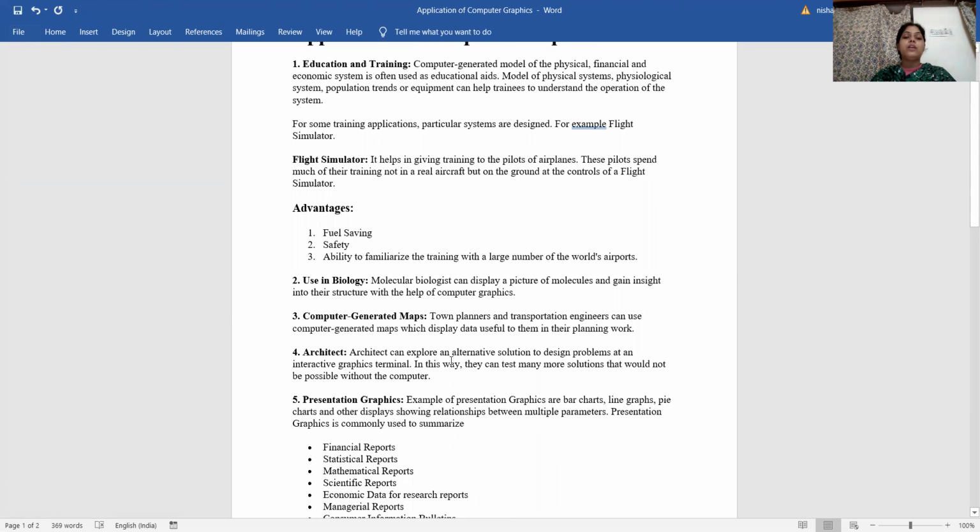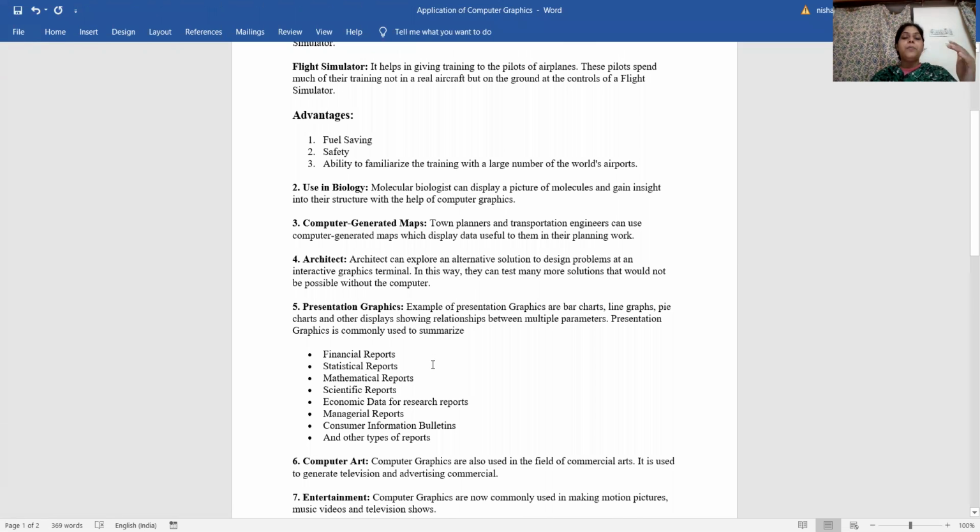Second, use in the sector of biology. Molecular biologists can display a picture of a molecule and gain insight into its structure with the help of computer graphics. Third, computer generated maps. Town planners and transportation engineers can use a computer generated map which displays data useful to them in their planning work.